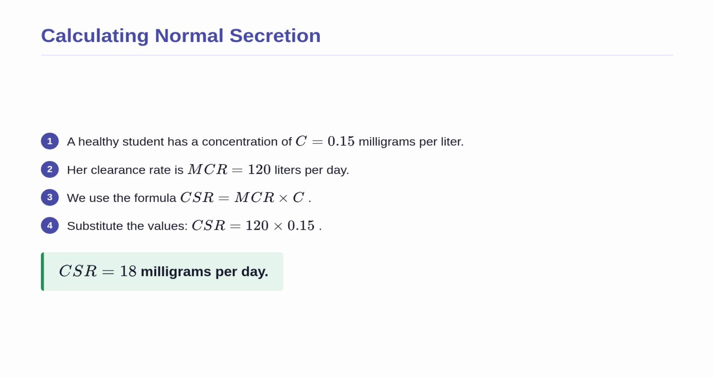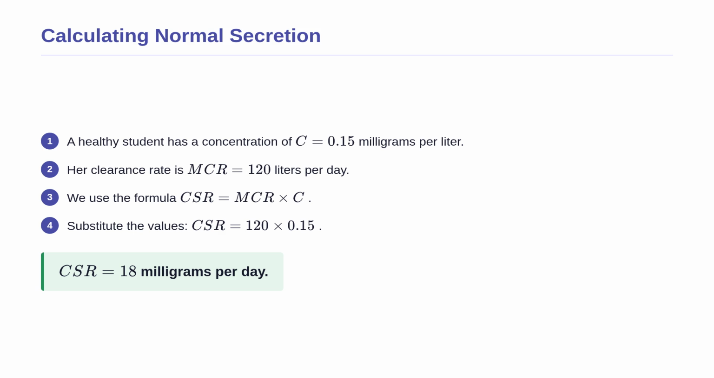Now that we have our formula, let us see this with a concrete example. We have a healthy university student with a perfectly functioning adrenal cortex. Laboratory tests show her average plasma cortisol concentration is 0.15 milligrams per liter. Her liver and kidneys clear cortisol at a normal rate of 120 liters per day. We need to calculate her daily cortisol secretion rate.